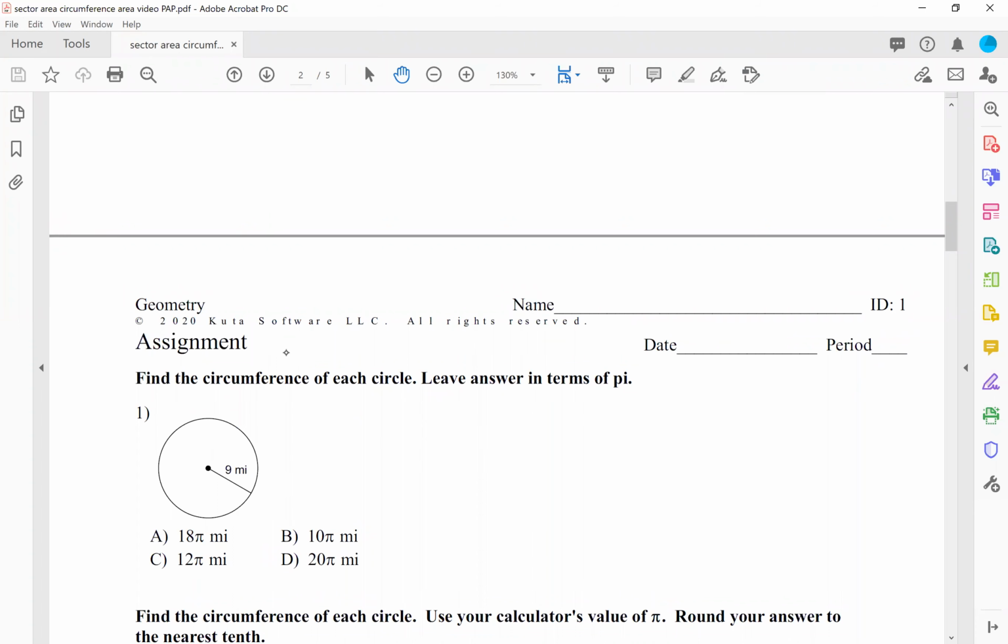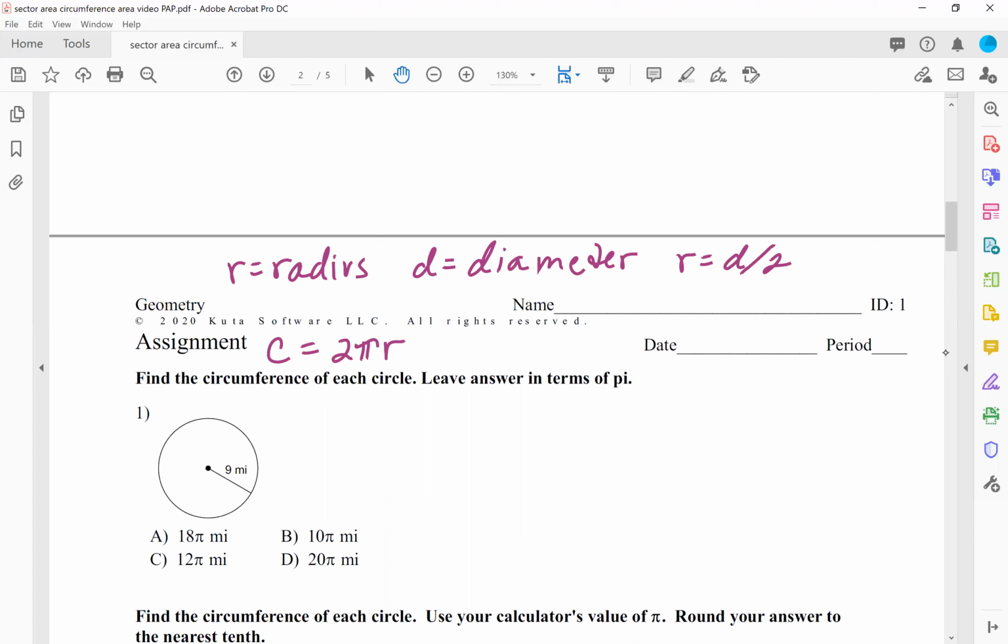So the circumference of a circle, it's 2 pi r. Remember r is the radius. Another letter that we will see is d, and that stands for diameter. And remember your radius is half the diameter, so r is diameter divided by 2. Or in reverse, the diameter is twice the radius. I apologize.